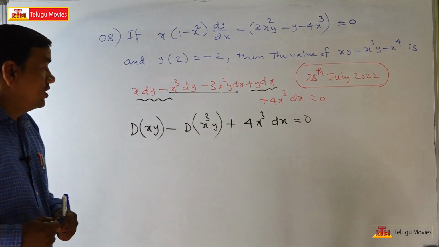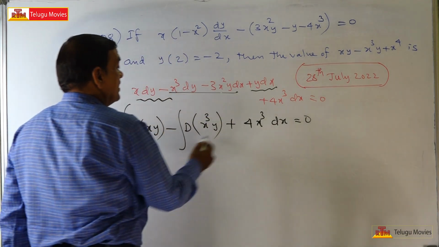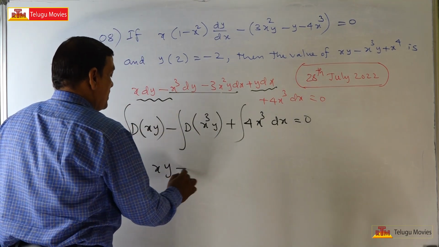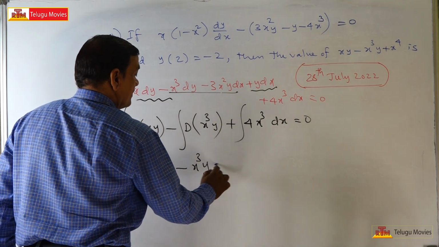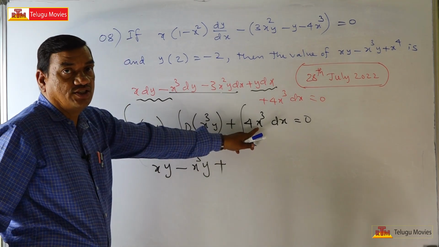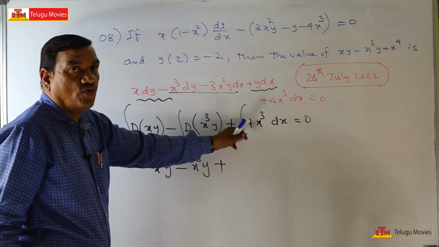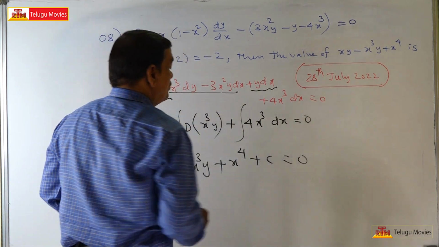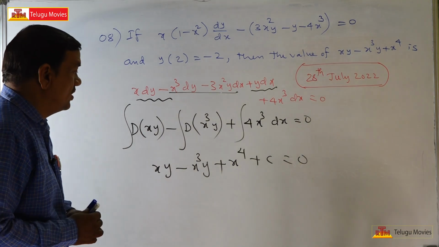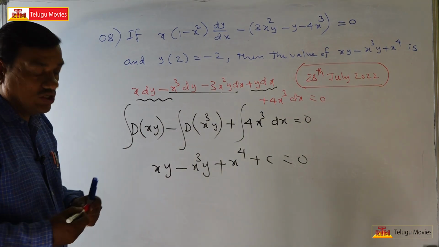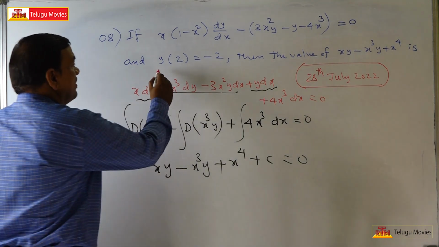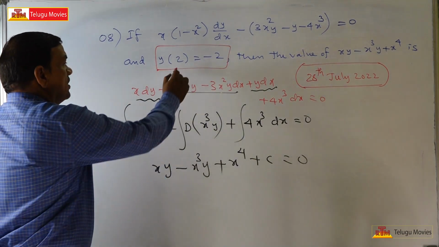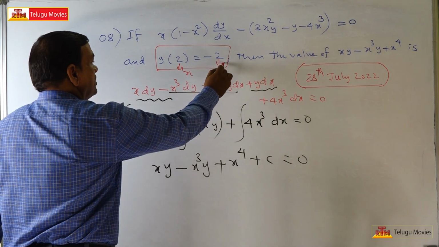Now take the integral. What happens? This will be xy minus x cube y plus, x cube means x power 4 by 4, the 4 will cancel, x power 4 plus c is equal to 0, the constant of integration. To find the constant of integration, what is the hint given? The hint given is y of 2 is equal to minus 2. That means this is the x value and this is the y value.